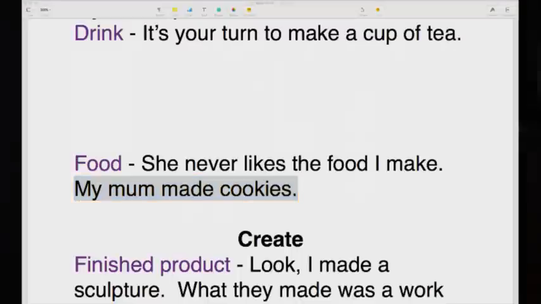Today I'm going to make a cake. Today I'm going to make a lasagna. I'm going to make a pizza.